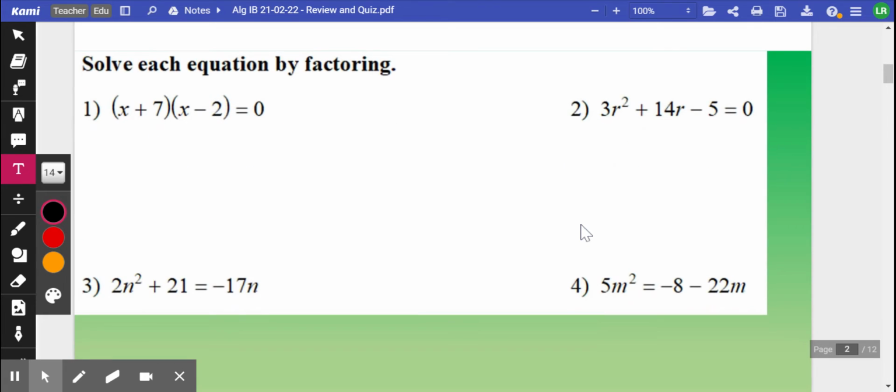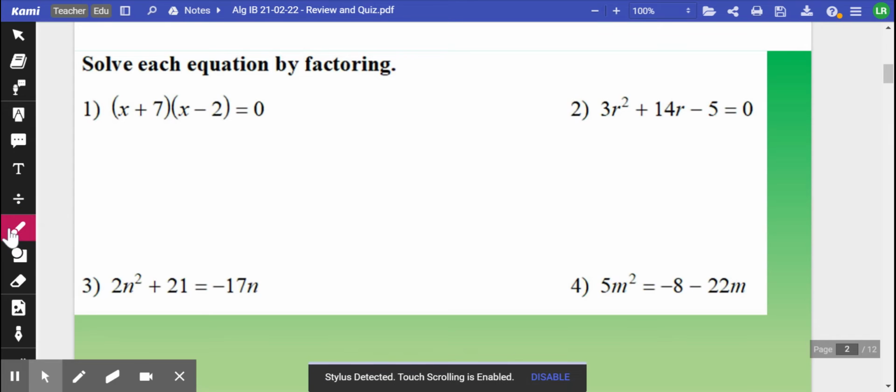And I'm going to have you pause the video and complete these. Now, I will say this: if you are having issues with this, just go ahead and wait and copy down. If you feel comfortable with these already, then pause the video and complete these.